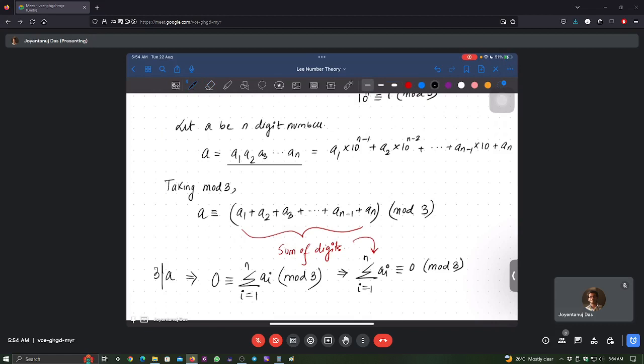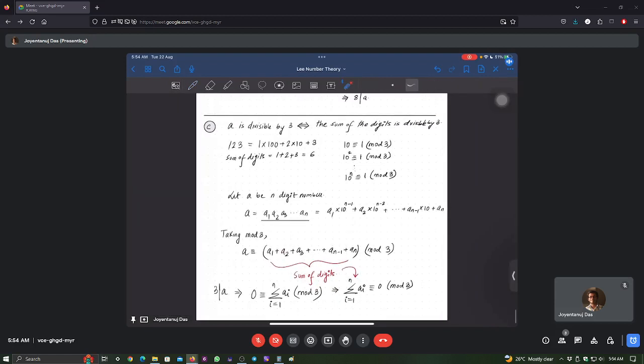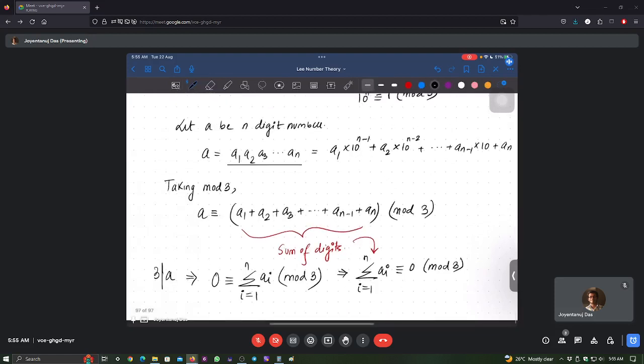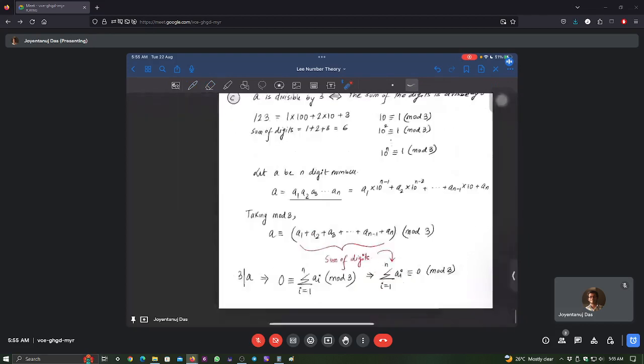I started with the assumption that 3 divides A, so the left hand side becomes 0. Now we can interchange sides because it is an equation. For example, x equals 3y, I can write 3y equals x. I'm just switching the sides of the equation. So this part is 0 modulo 3, so the sum of the digits is divisible by 3. That is what we wanted to show.